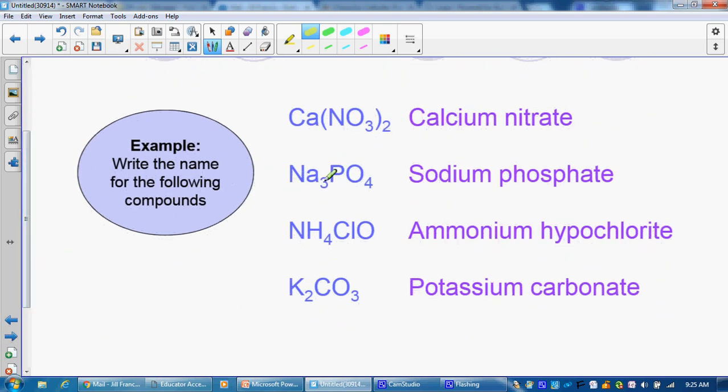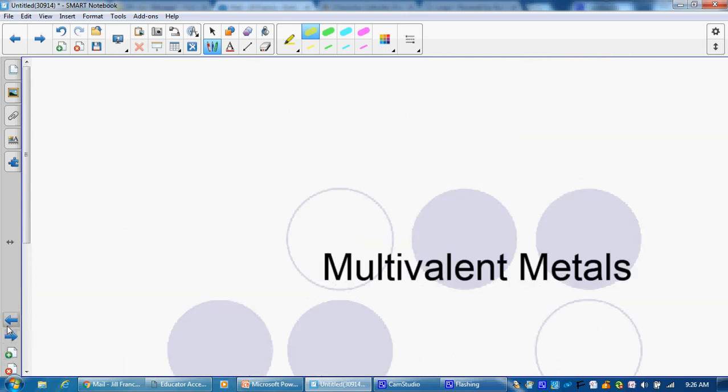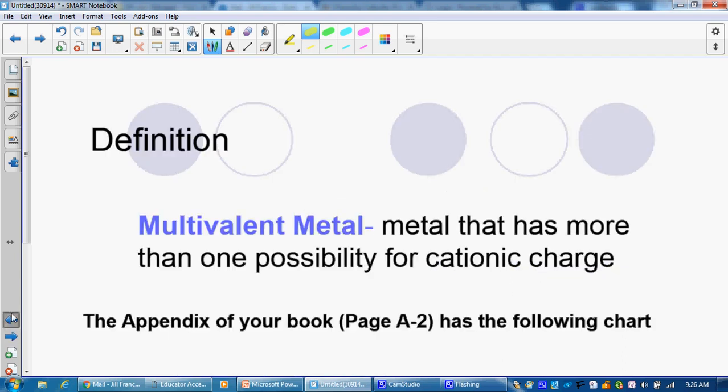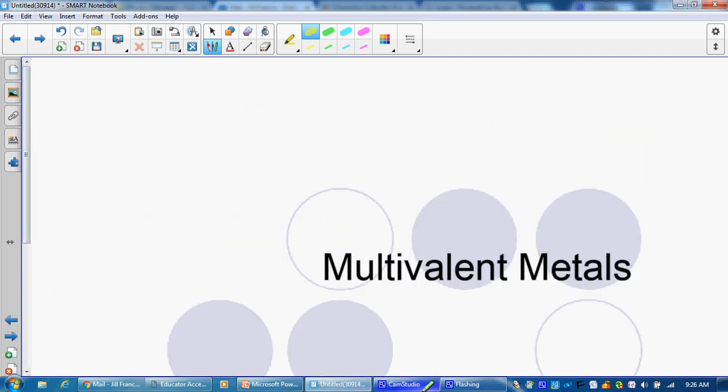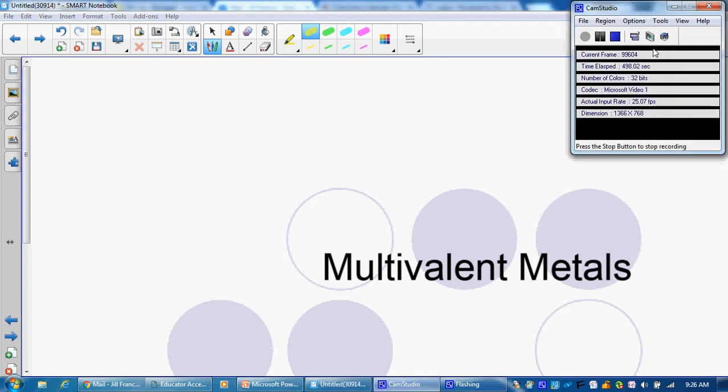Okay, so we've got calcium nitrate, sodium phosphate, and remember again this is our ammonium, and this is hypochlorite. The ClO, it's not Cl, it's ClO, is hypochlorite. And then potassium carbonate. Okay, now we're going to have to pause, and I'll make a second video for our multivalent metals.